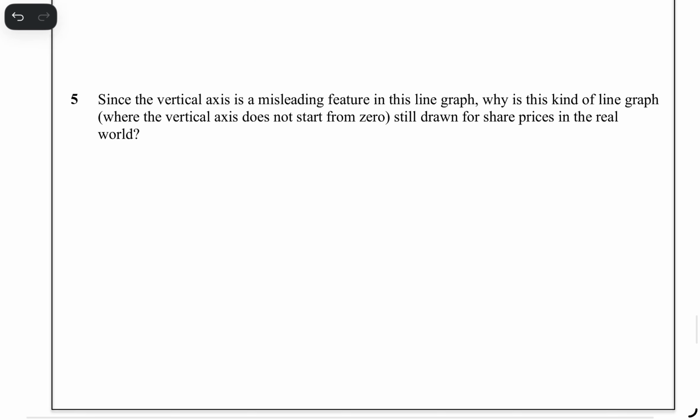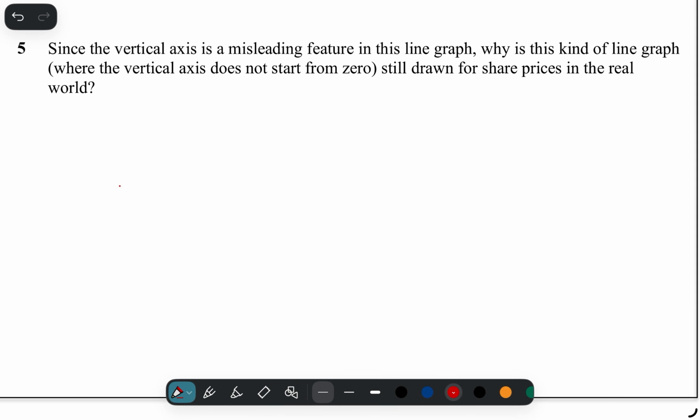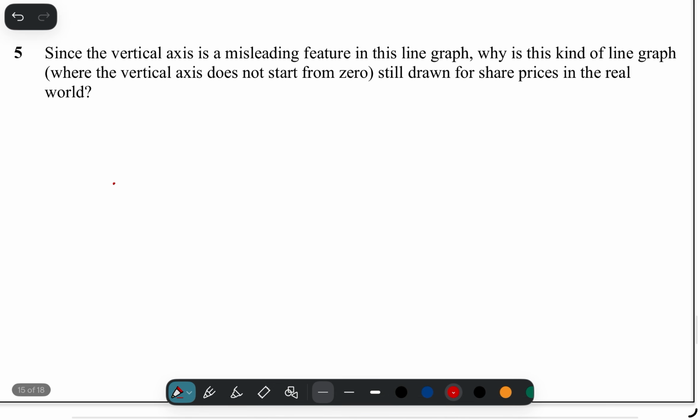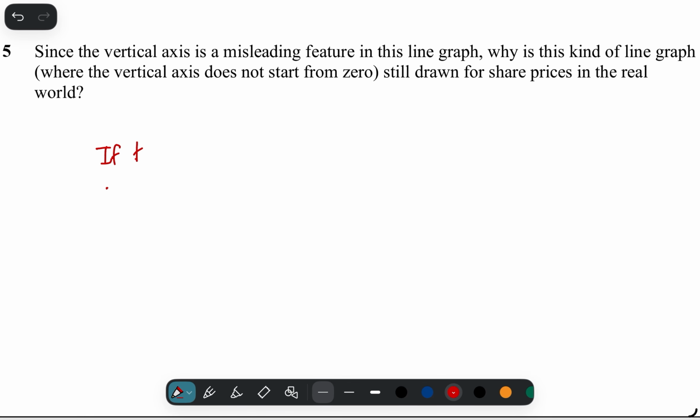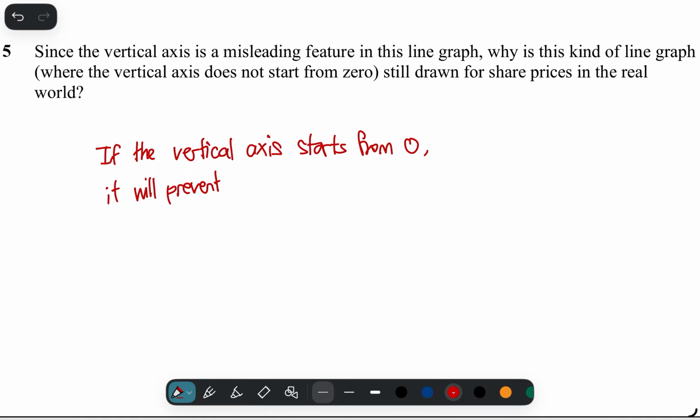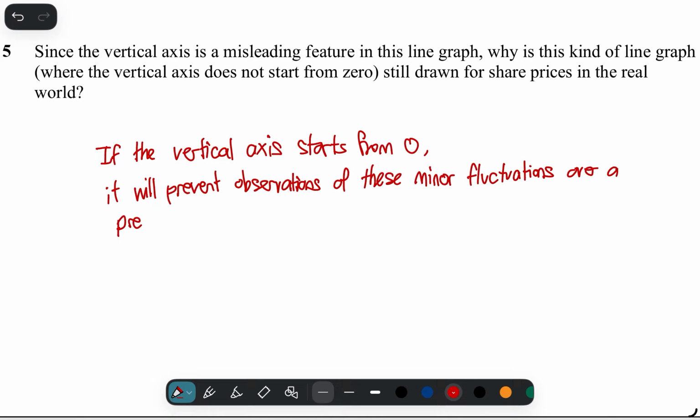Okay, so over here I'll write: if the vertical axis starts from 0, it will prevent observation of these minor fluctuations, meaning how the graph is changing over a period of time.